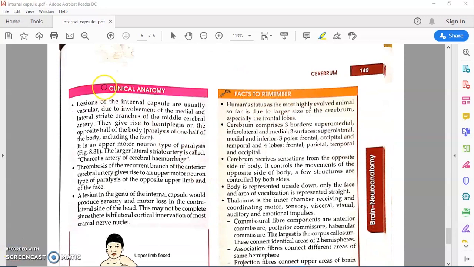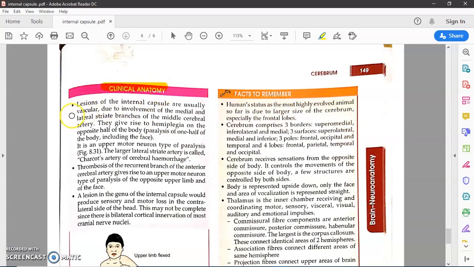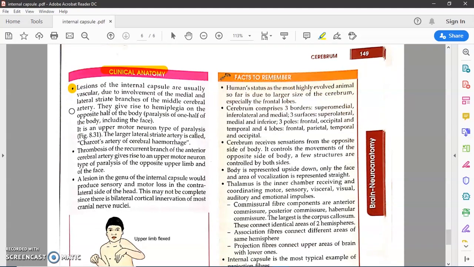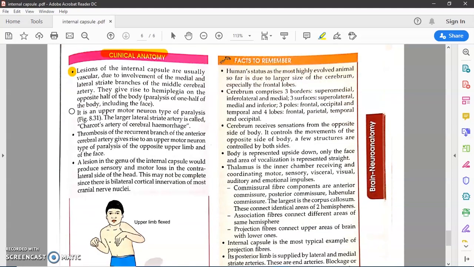Applied anatomy or clinical anatomy. First, lesions of the internal capsule are usually vascular due to involvement of the middle cerebral artery. They give rise to hemiplegia on the opposite half of the body. Second point, thrombosis of the recurrent branch of the anterior cerebral artery gives rise to an upper motor neuron type of paralysis of the opposite upper limb and of the face.